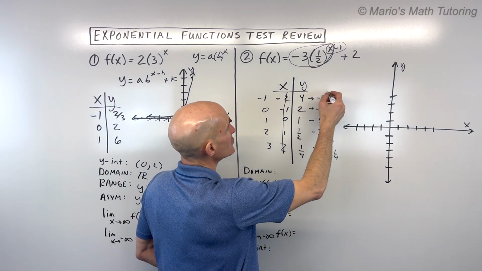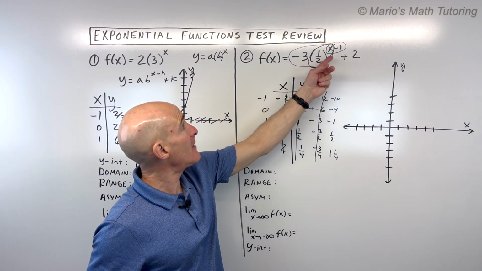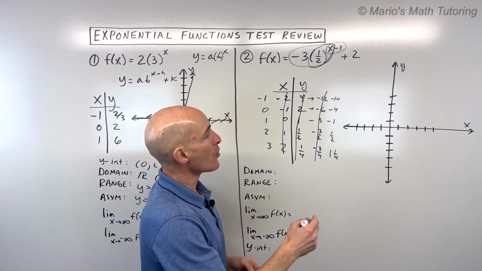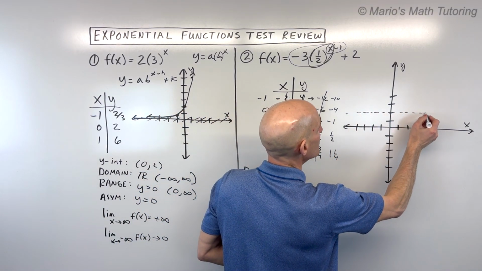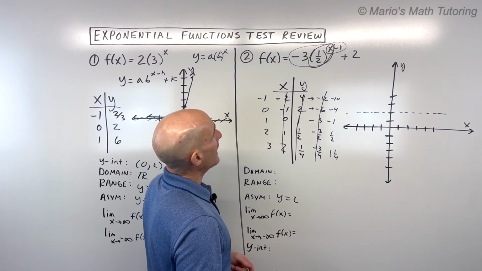Now notice, I'll just cross out these old values, that this 2 here, this k value, just like we were talking about over here, is going to be where our horizontal asymptote is. So that's going to be right here at y = 2. So we can answer that question. And let's plot these points.